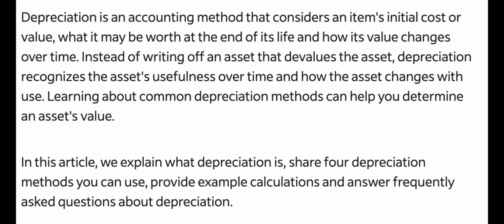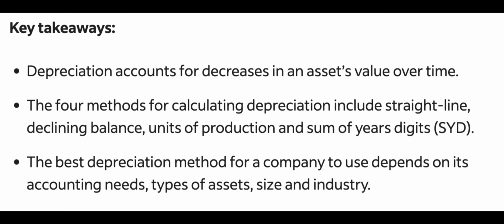In this article, we explain what depreciation is, share 4 depreciation methods you can use, provide example calculations, and answer frequently asked questions about depreciation. Key takeaways. Depreciation accounts for decreases in an asset's value over time. The 4 methods for calculating depreciation include straight line, declining balance, units of production, and sum of years digits, SYD. The best depreciation method for a company to use depends on its accounting needs, types of assets, size, and industry.